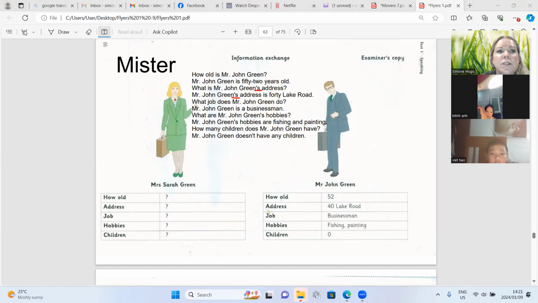Minh An, you ask the questions, and Viet Hao, you answer. How old is Mr. John Green? Mr. John Green is 52 years old. What is Mr. John Green's address? Mr. John Green's address is 40 Lake Road.